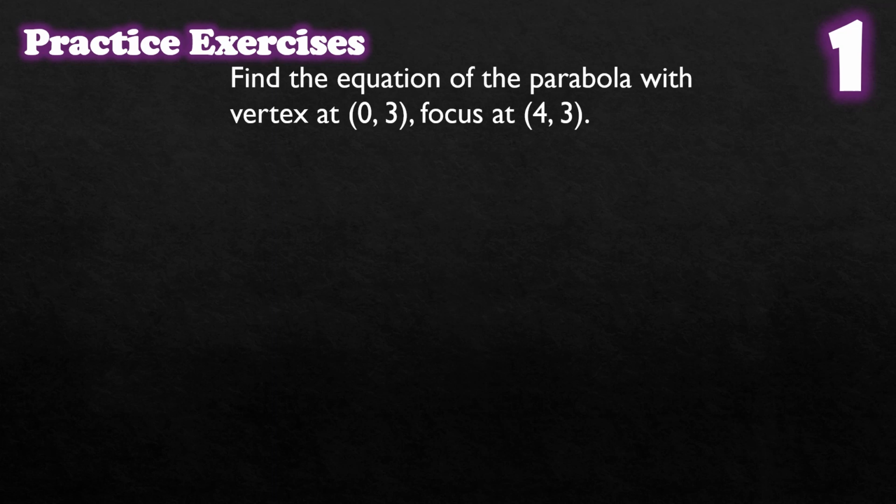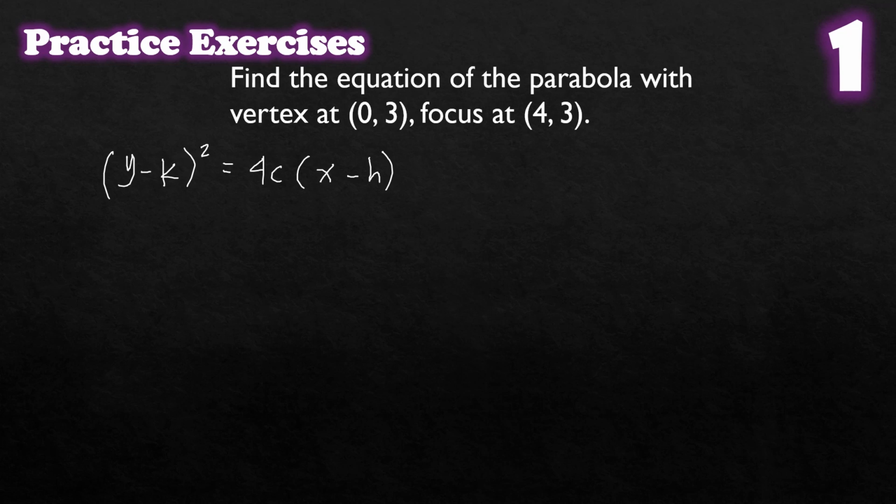Time is up. Let us see the answer. Notice that the vertex and the focus have the same y coordinates, that is 3. Hence, the axis of symmetry is a horizontal line parallel to the x-axis. Therefore, we have the standard form of the equation of the parabola as (y - k)^2 = 4c(x - h).